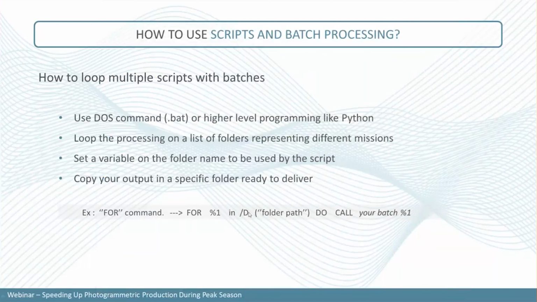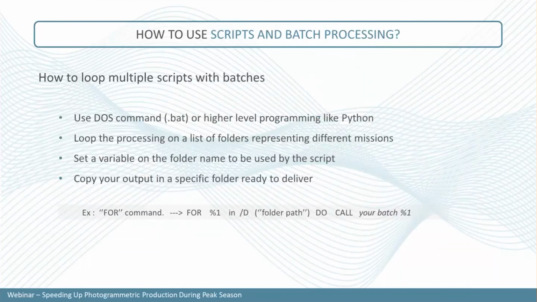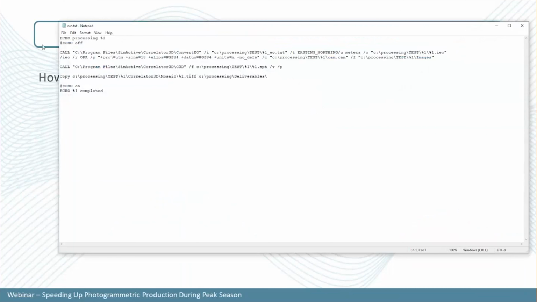So here I would like to use a for loop to loop into all the directories that I have in my folder. I have two scripts here that I can show you quickly. I have the run script, which contains my ConvertEO and then my script, and then the copy of my delivery into the deliverable folder.